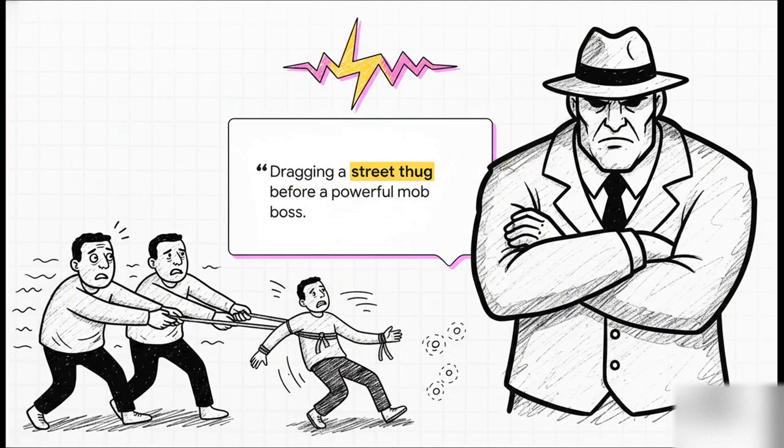To really make this stick, I love this amazing analogy from the source material. Imagine the massive source charge is a powerful mob boss, and the tiny test charge is a smaller street thug who's been causing trouble in the boss's territory. Now, that thug isn't going to just walk up to the boss willingly. The boss's men have to drag the thug in completely against his will. The work done physically dragging them together creates this massive tension, or in our physics terms, massive potential energy.